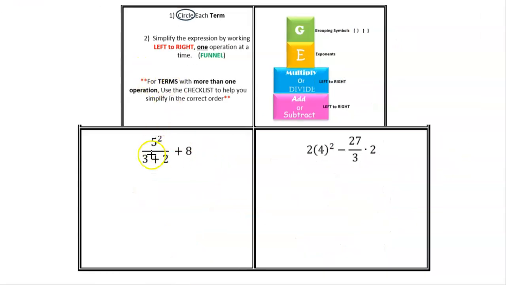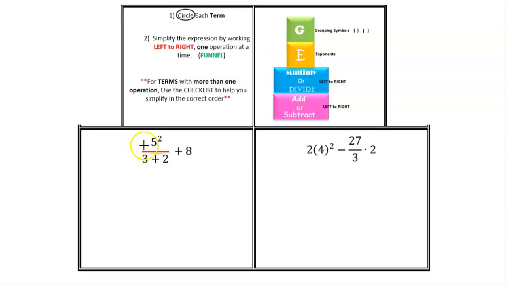Okay, so we're looking at this problem right here. It's a little different than some of the problems because we have this extra long fraction bar because we have an addition problem below it. We have exponents above it. So we're going to follow the process. We're going to circle each term. After we circle each term, then we're going to clean up some terms to get down to our final answer.